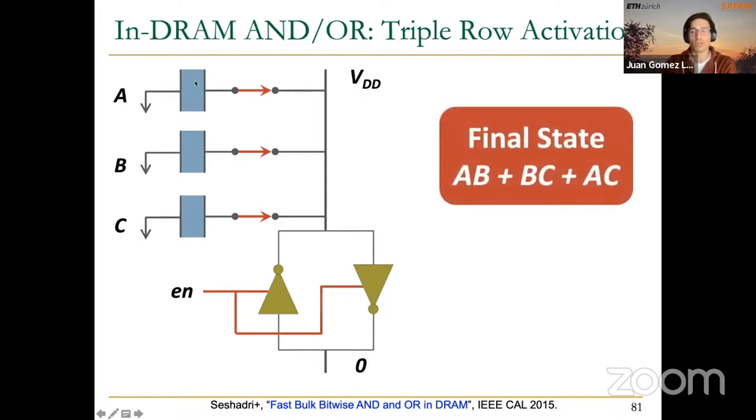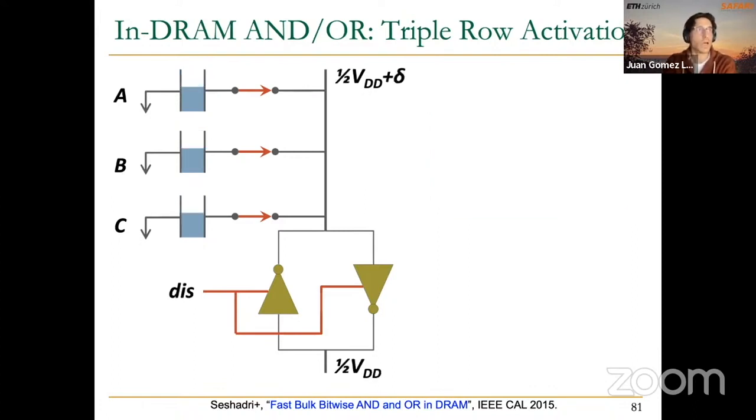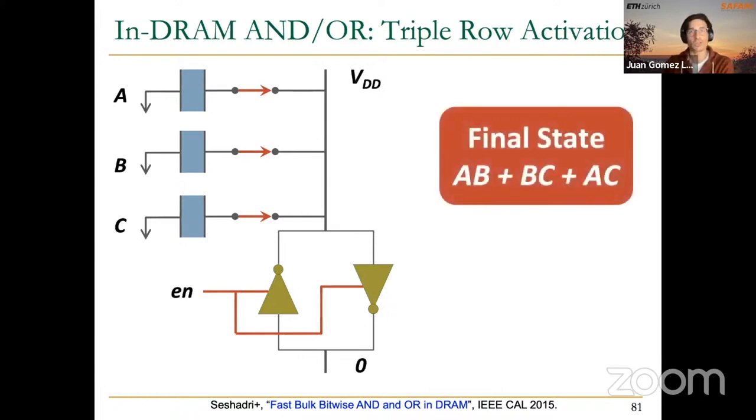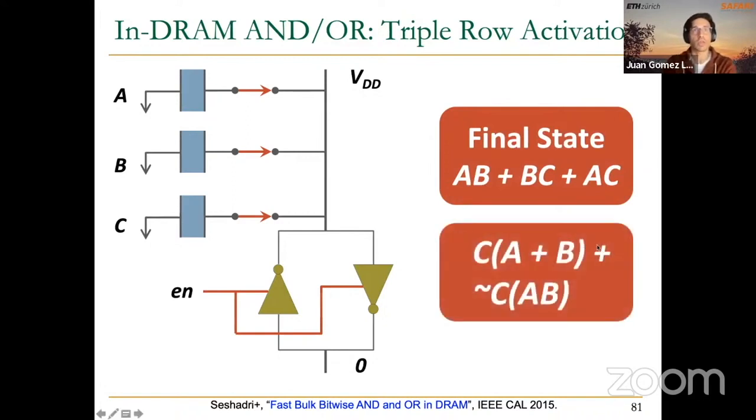But if you think about it, what is happening here is a majority operation. Essentially, we have 2 of the cells equal to 1, and 1 of the cells equal to 0. And after activating the 3 rows at the same time, the 3 of them ended up being 1, being fully charged. And this is what we call a majority operation. The way that we can represent this majority operation in terms of AND and OR operations is this, and this can be represented with this expression.